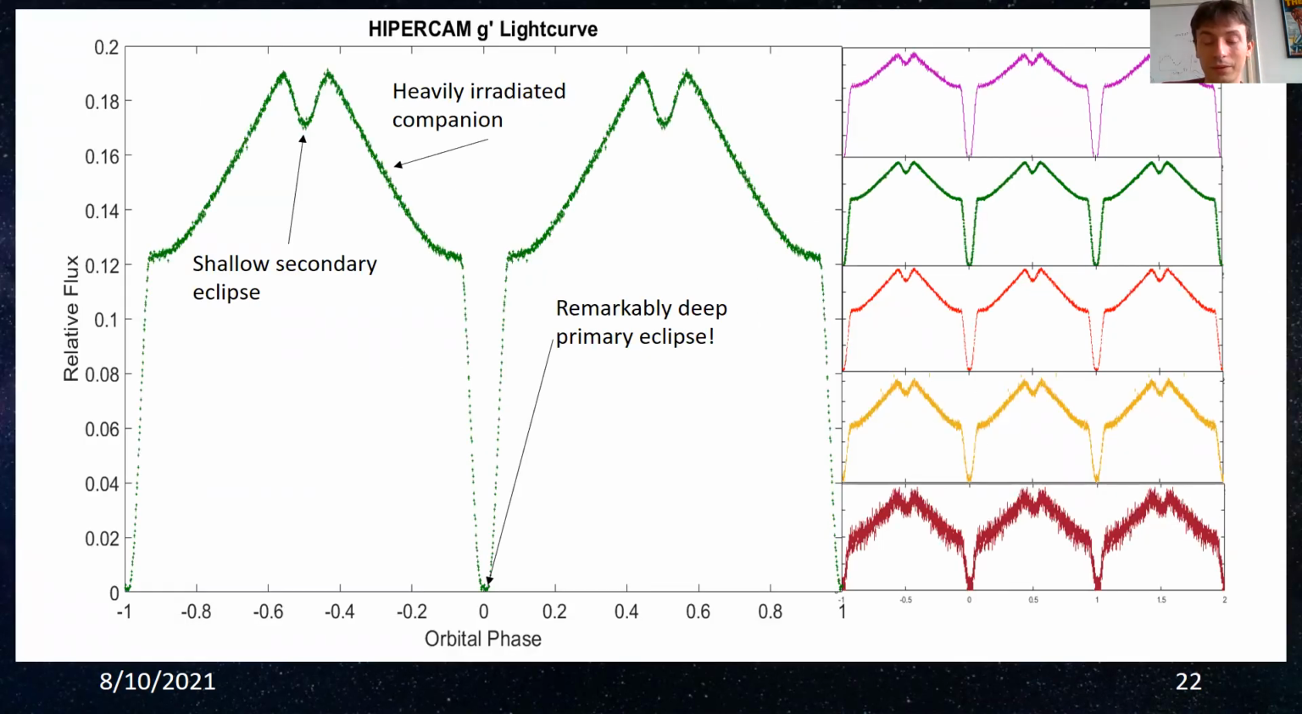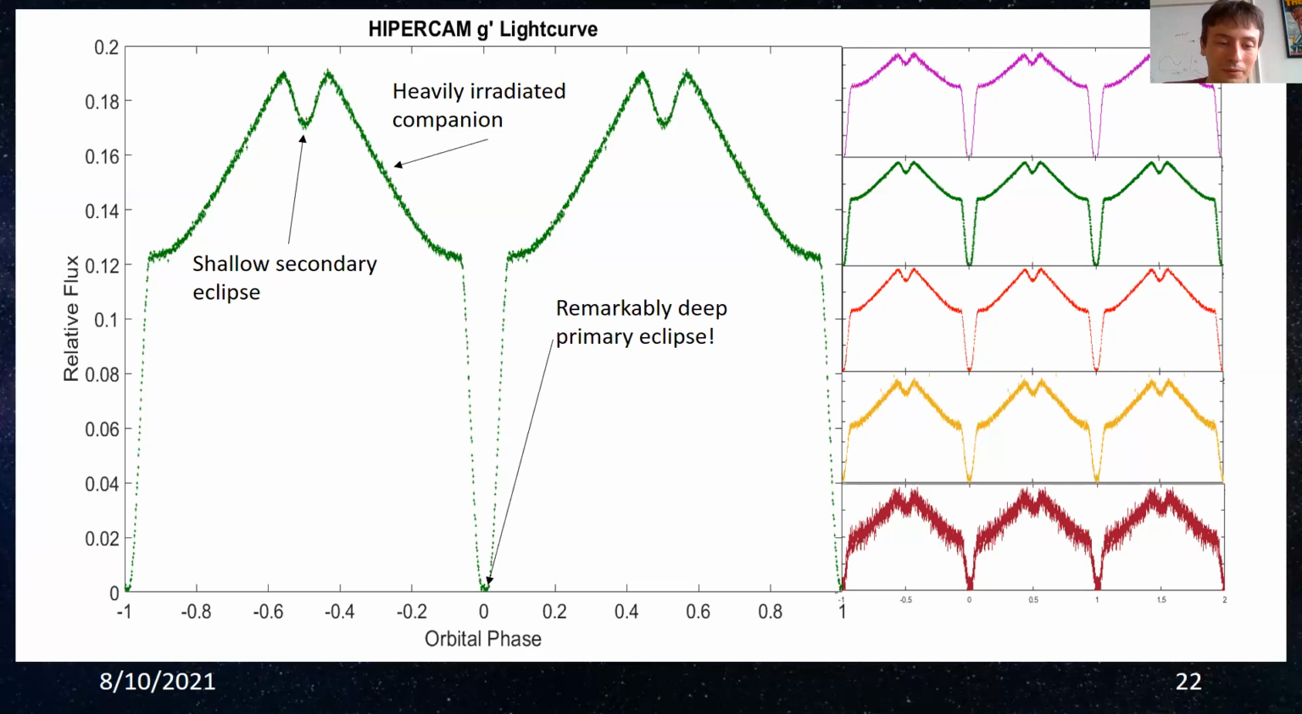But I want to talk about something a bit simpler than the complicated nuances of spectroscopy and just show you how much you can do with only a light curve. And so this is a high signal to noise HiPERCAM light curve of the 7 minute binary. And just by looking at the light curve, without even making a model, I want to show you how much you can learn from it.